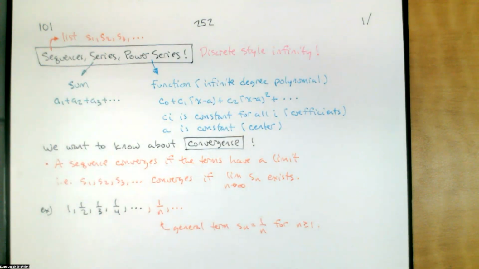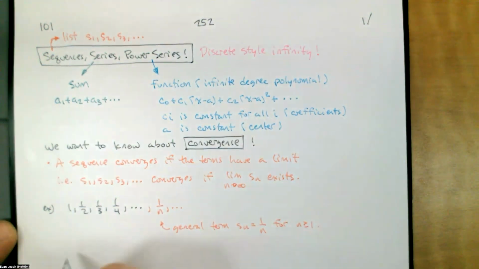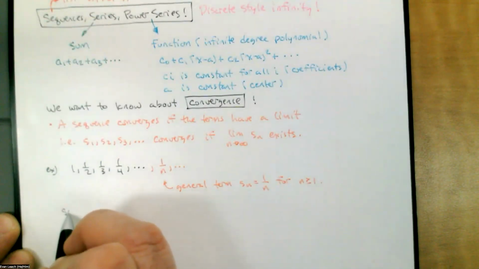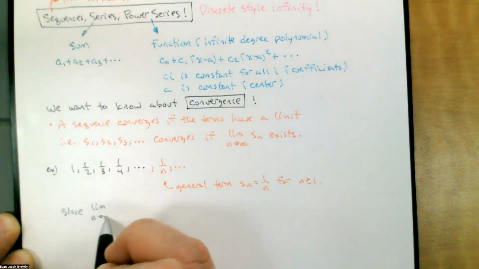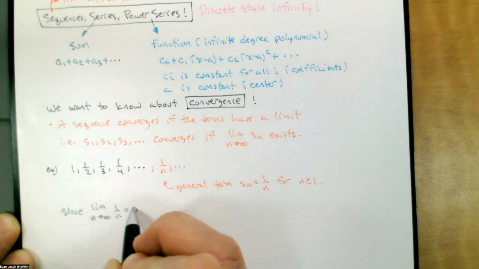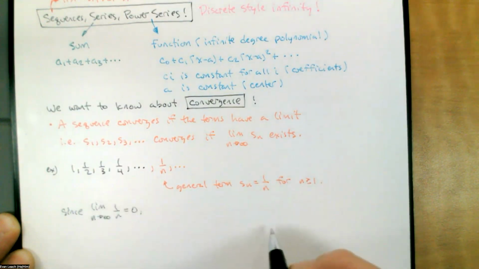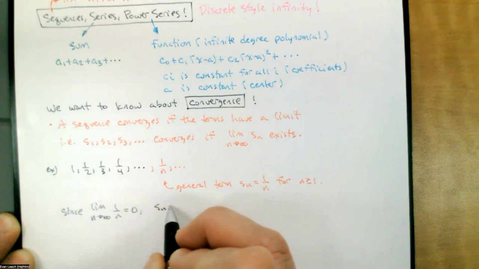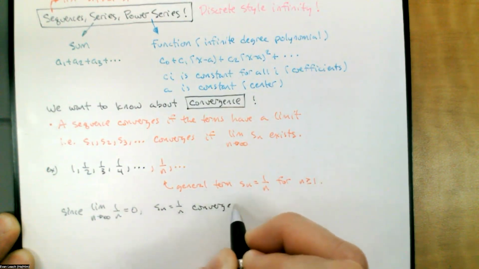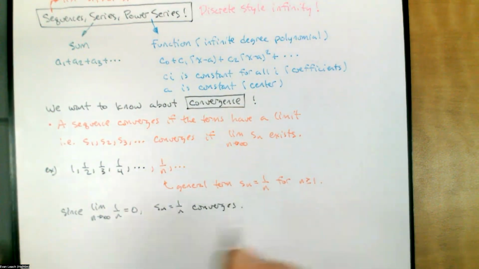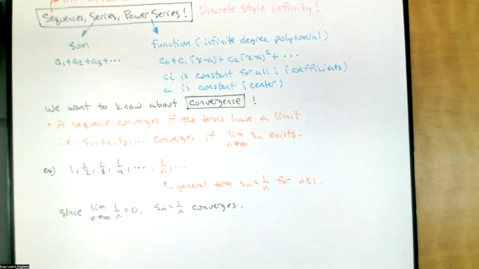Since the limit as n goes to infinity exists, this is equal to 0, the sequence Sn converges. The sequence 1 over n converges.